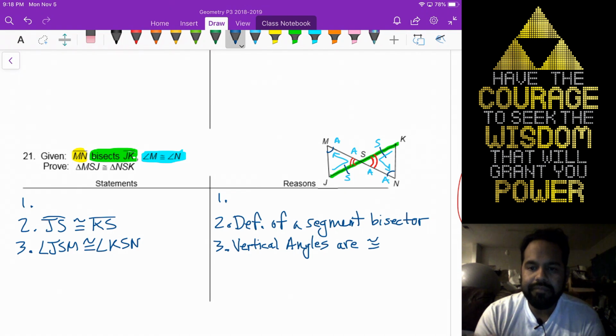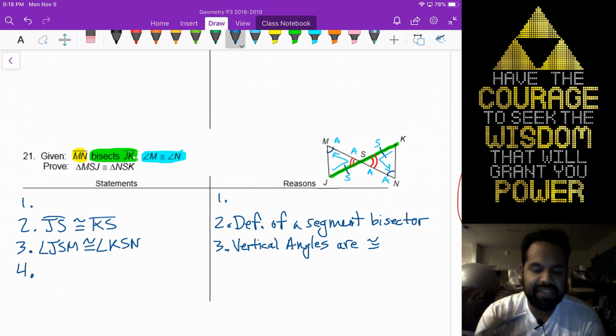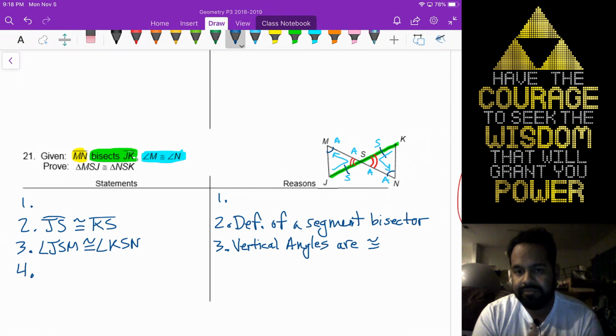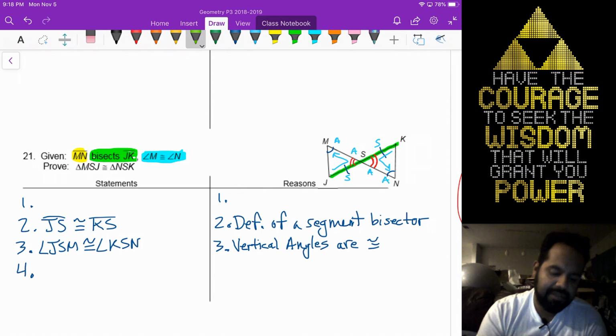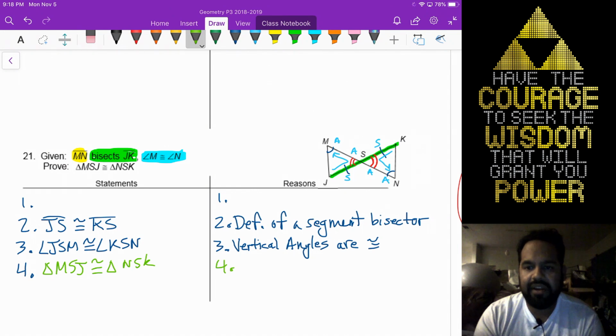Okay. So then our last step, we have enough information to say, hey, the triangles are now congruent. So triangle MSJ is congruent to triangle NSK. Why is that? Because our angle side.